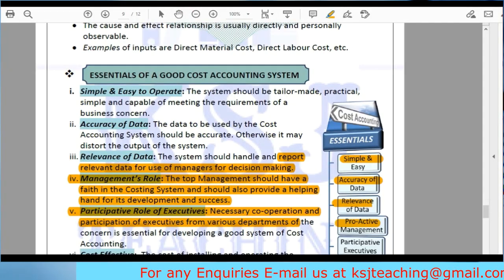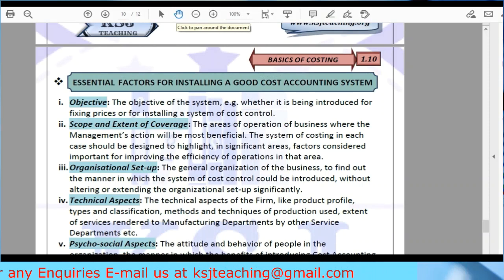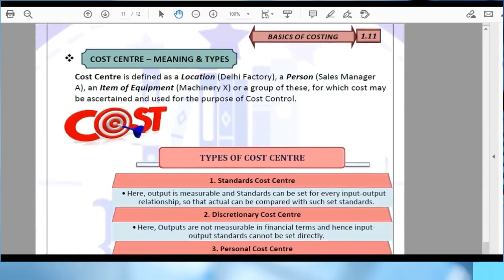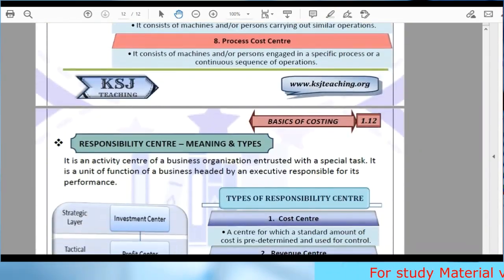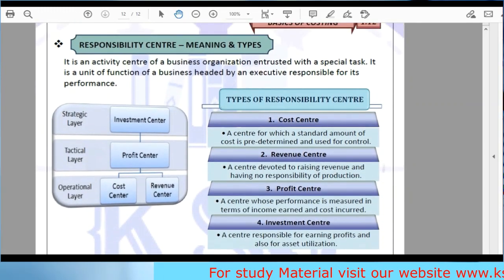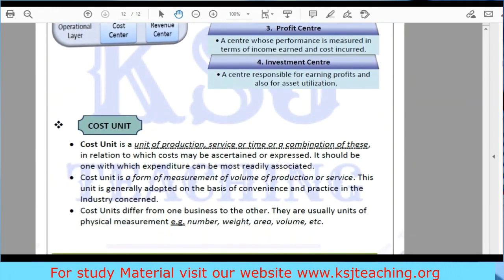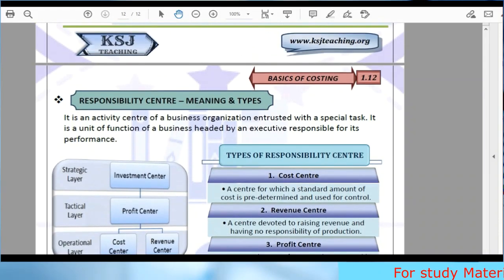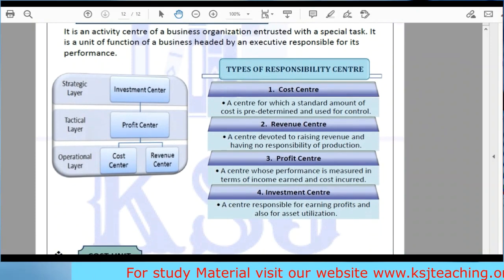Now, we are done with chapter number 1, that is basics of costing. These are the few things that you have to study from the theoretical point of view. For the theory part, you have to study this. What is a responsibility center, cost center? Cost center is a unit of production for which we are identifying the cost. Like I say the cost per kg, the cost per unit, per piece. So all these things are cost units. If you find it difficult, just let me know, I'll explain. But when you read these things, you will easily understand.